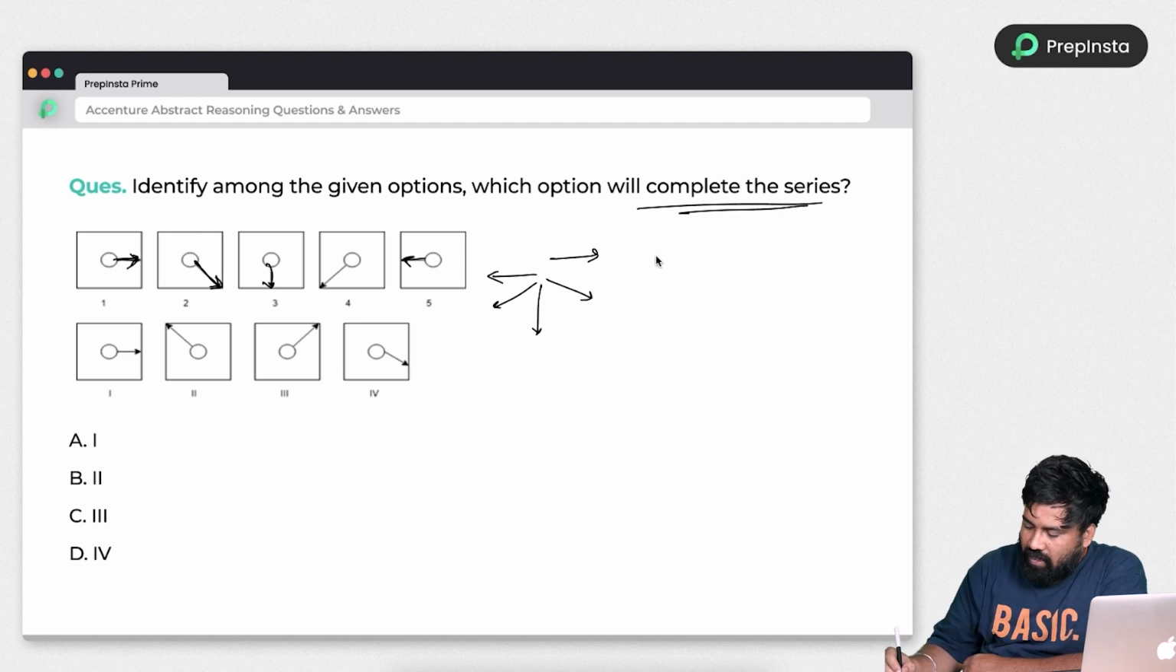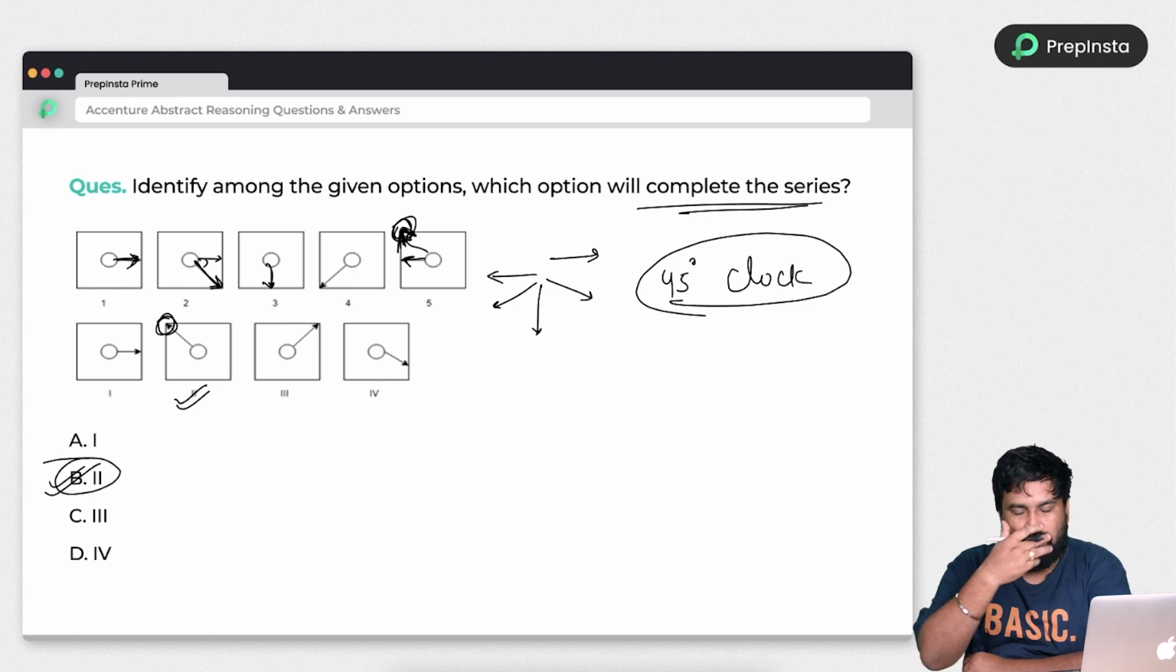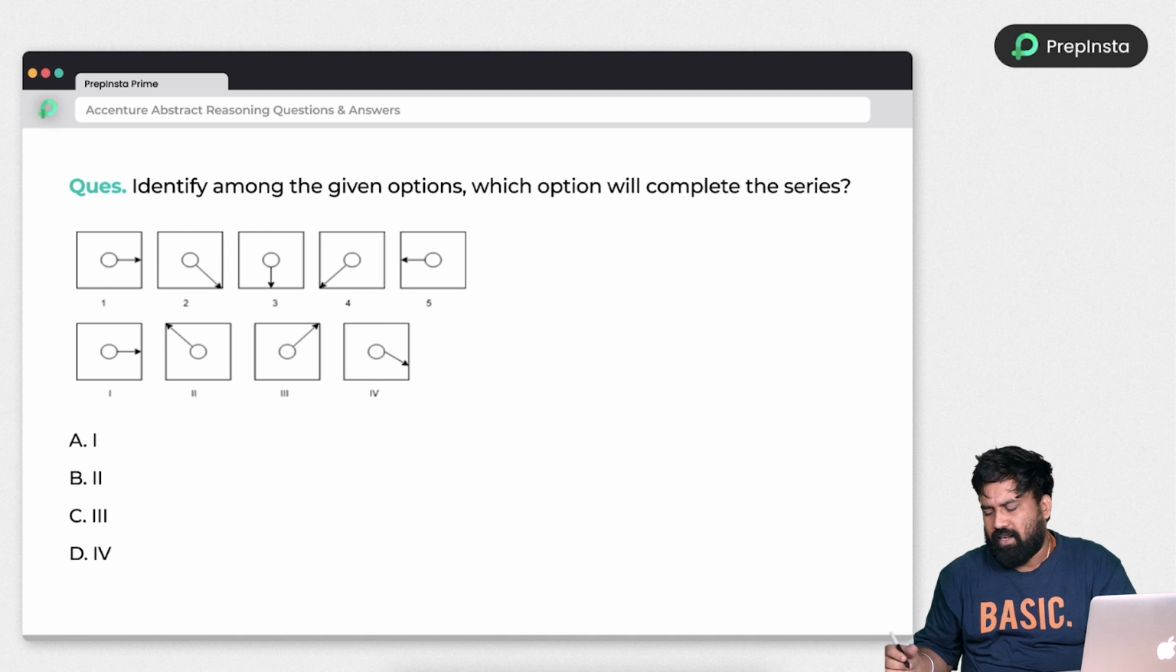Which is nothing but it is rotating 45 degrees clockwise. So if you rotate 45 degrees clockwise, it will point to the top left corner. Top left corner means option B. So option B is correct, which is the second figure. So you can easily observe the patterns.